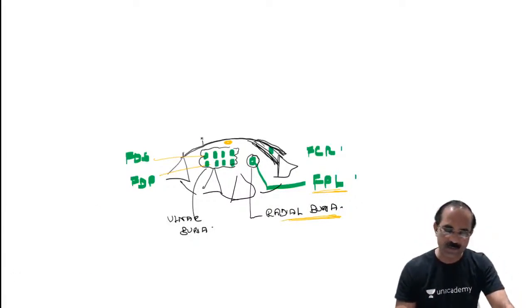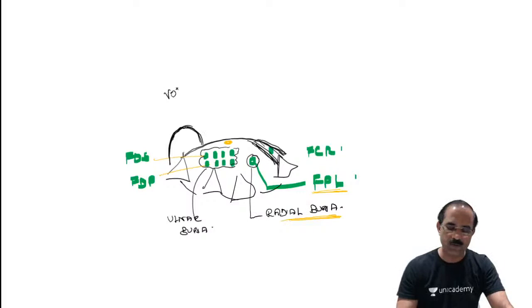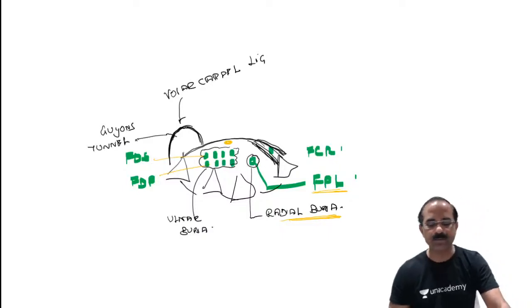Carpal tunnel syndrome. What is this retinaculum here? I mean, what is this extension here? This is known as the volar carpal ligament. And what is this tunnel known as? This is what we call the Guyon's tunnel. Guyon's tunnel, okay?